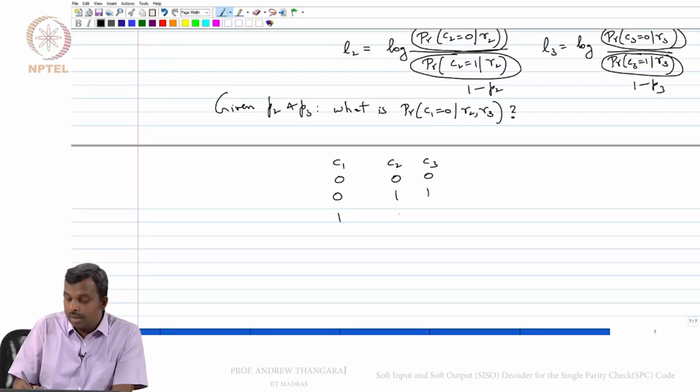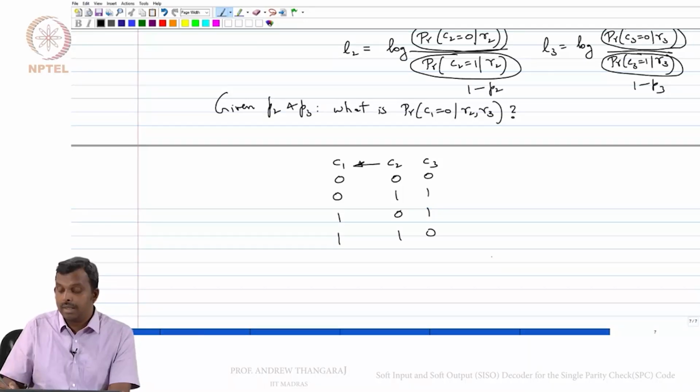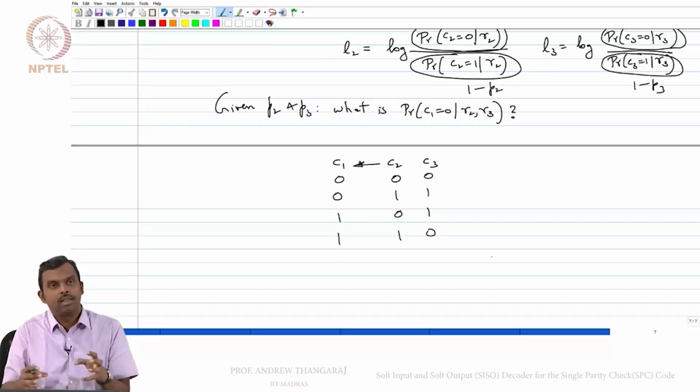And C1 is 1 if C2 and C3 are 0, 1 or 1, 0. Okay. So, this is how C2 and C3 decide what C1 will be. I'm given only C2 and C3. I want to figure out what C1 is. This is how it works.